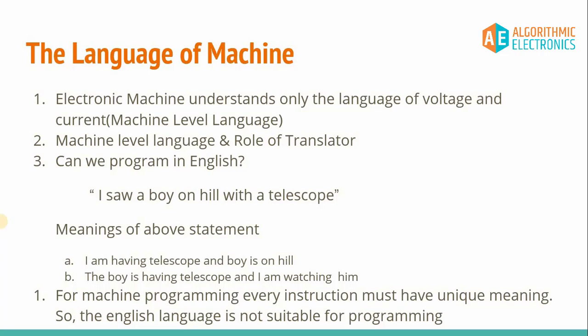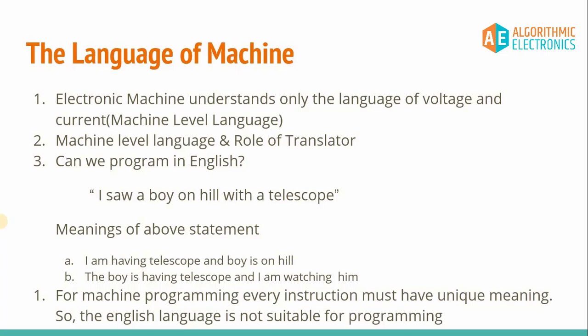So automatic door openers, temperature controlled fans, and robots are electronic machines. They will understand the language of voltage and current only, and no other language. So in order to instruct such machines, I must speak in the language of voltage and current. Now it's very difficult for us to speak in that language because we are not familiar with it, and it is not the language which we use. So what will be the way out?